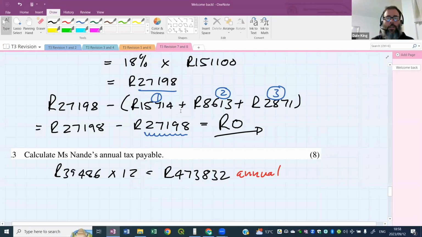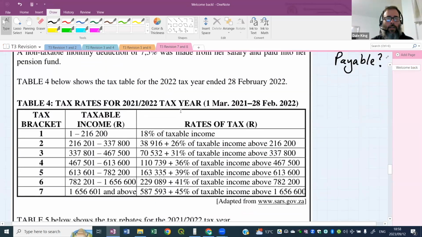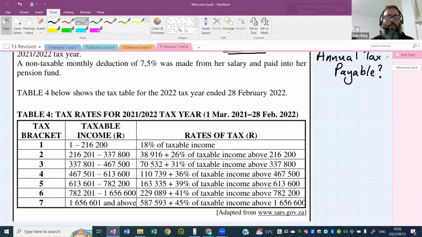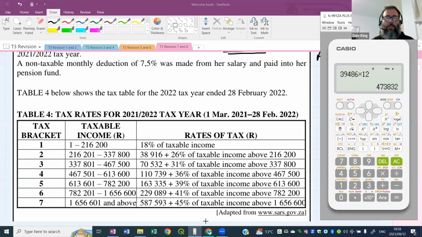Now we can go to the tax table to calculate which bracket we're going to work with. Or do you want to take off the deduction first? Yes, that's how it's taught. Okay, let's take off the deduction. So a non-taxable monthly deduction of 7.5% was made from a salary. So in fact, we could have done the deduction before this. But let's do the deduction now. It doesn't really make a difference if we take 7.5% of a year or 7.5% of the month. Doesn't really matter.